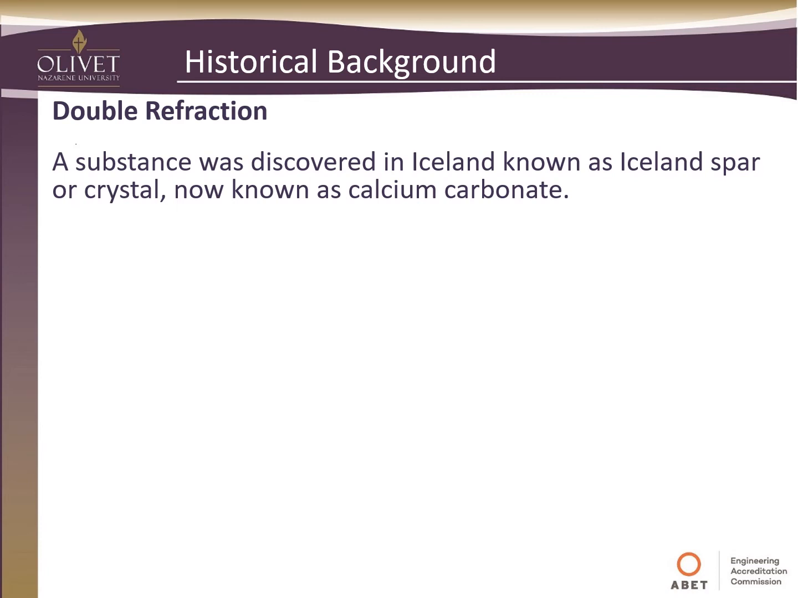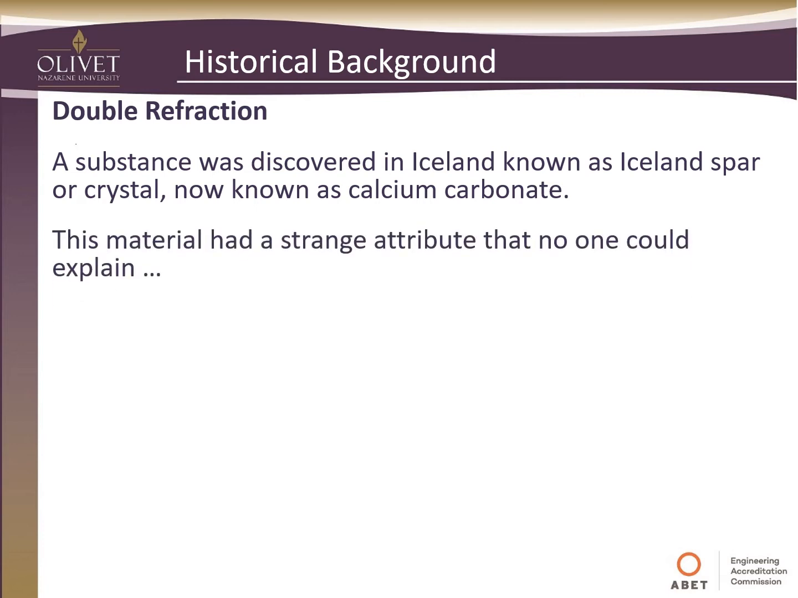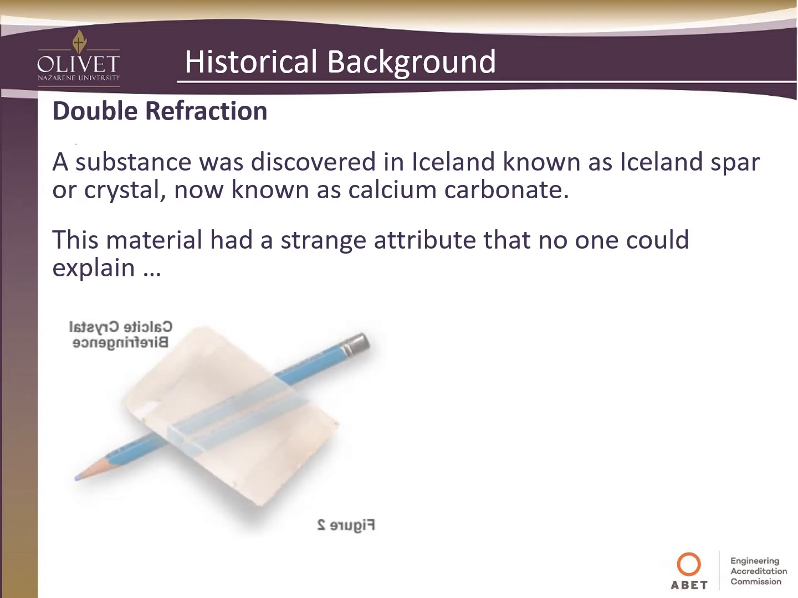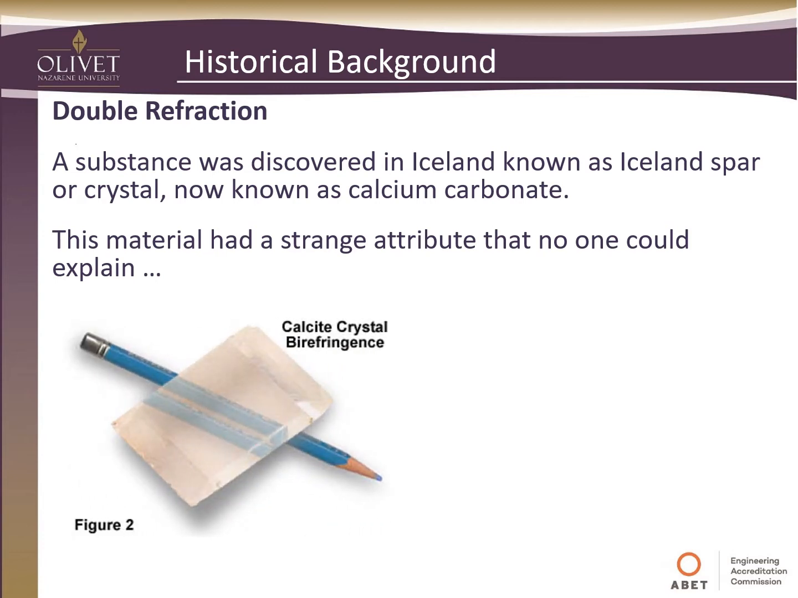Around the time of Fresnel, a substance was discovered in Iceland. It's known as Iceland spar or crystal. We know it today by its scientific term, which is calcium carbonate. This substance had a very unusual attribute that nobody could explain, and that was that it created a double image. You can see here, let me get my laser pointer going. Forgot to do that. You can see here that if we were to put something behind a block of this, you'd actually see a double image there.